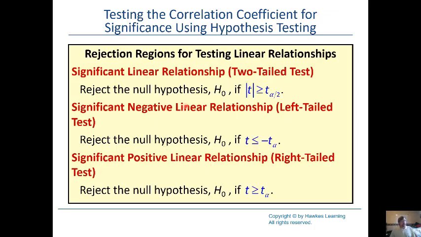So we'll reject if the absolute value of t is outside of the critical value of t. We'll reject based on these criteria, as we've done every other time we've used the t value for hypothesis testing. So if we're after a positive relationship, it's right-tailed. If we're after a negative relationship, it's left-tailed. If we just want to know whether or not there's a significant relationship, it's two-tailed.